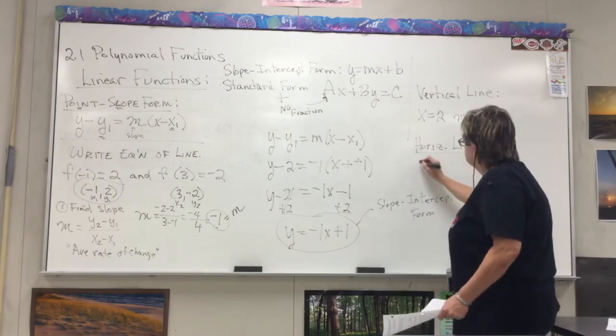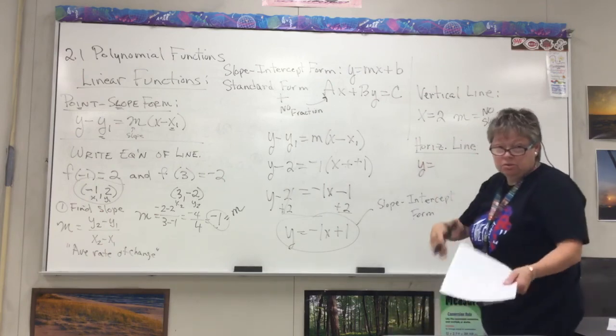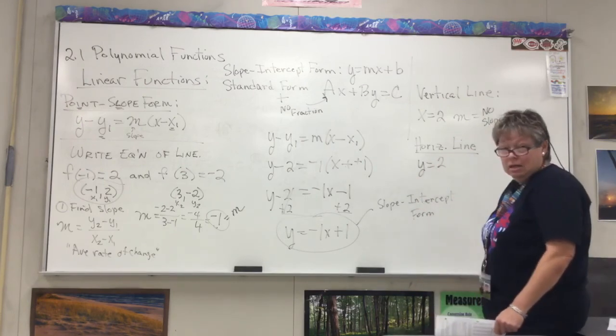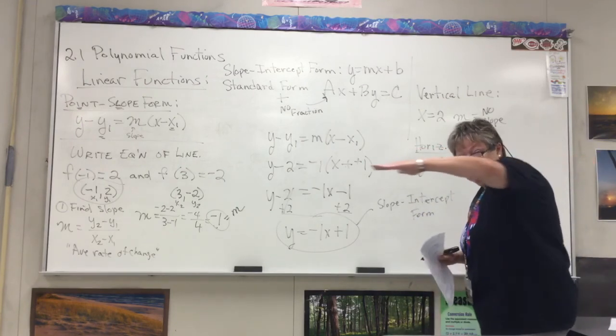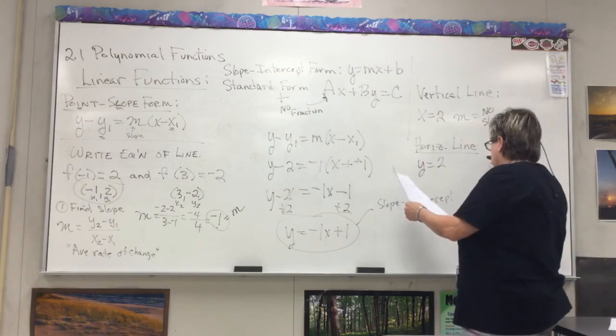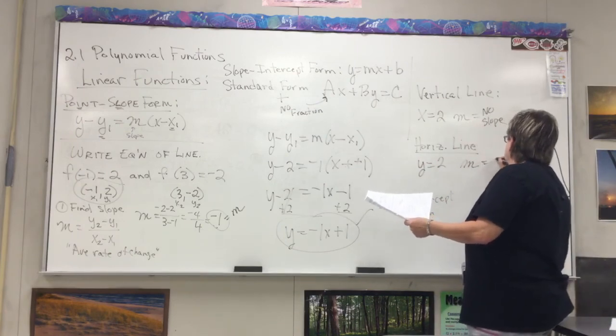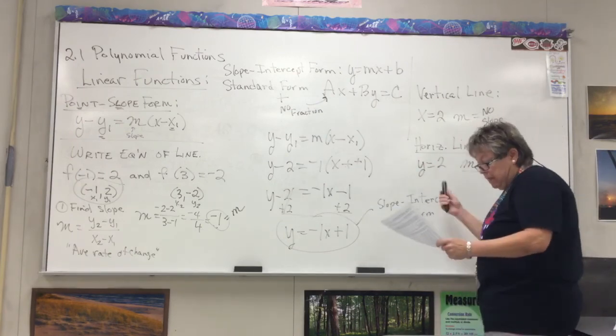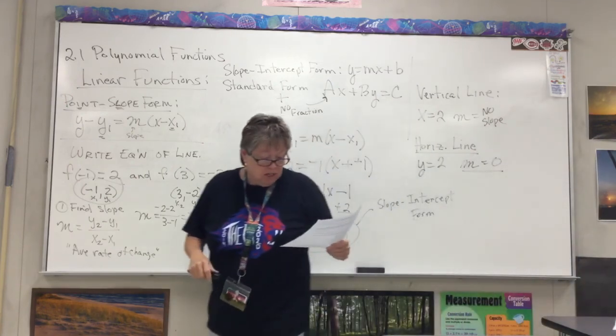So then horizontal line, let's say y equals some number. What do you get if you have a horizontal line? Horizontal line, slope is always 0. Thought I'd toss those in there, a couple special cases.